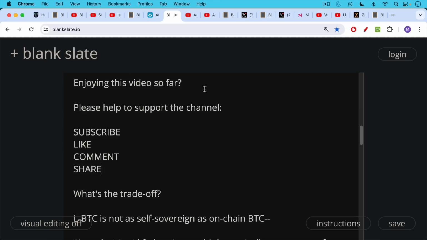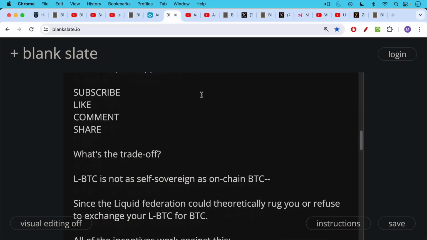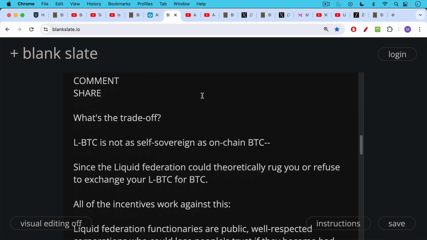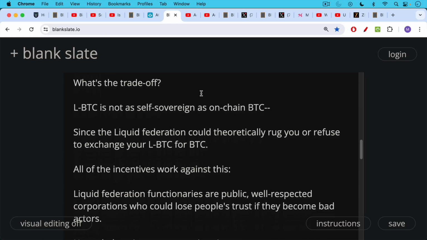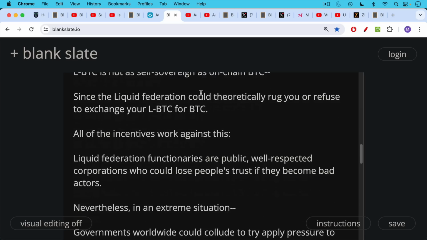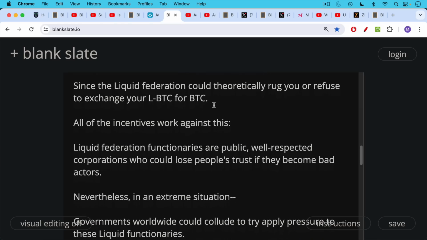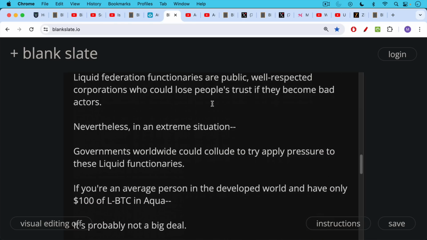Now, what's the trade-off between using Liquid and the Aqua wallet and using on-chain Bitcoin? Well, LBTC is not as self-sovereign as on-chain BTC, since the Liquid Federation could theoretically rug you or refuse to exchange your LBTC for BTC, which is locked up in their multisig. But all the incentives work against this. Liquid Federation functionaries who are in charge of this are public, well-respected corporations who could lose people's trust if they become bad actors. Nevertheless, in an extreme situation, in an extreme crisis or crackdown, governments worldwide could collude to try to apply pressure to these Liquid functionaries.